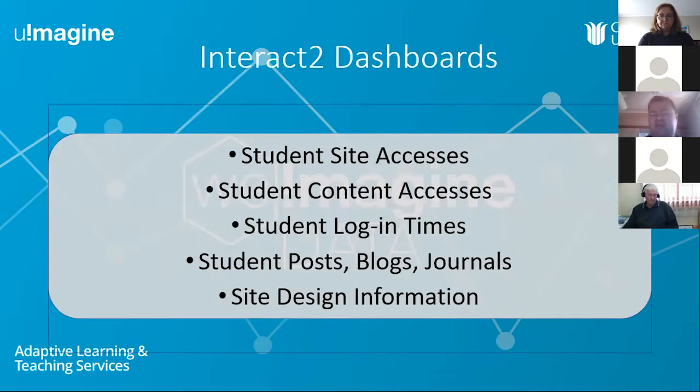What can we give you from Interact2? This isn't a comprehensive list, but this is just to get your mind thinking about, what do I want to know about my subject site? We can get information on students accessing the subject site. We can get information on students accessing particular pieces of content in the subject site. If there's a particular piece of content you think is critical, yet we find that only 5 students out of 50 have accessed it, what might that mean?